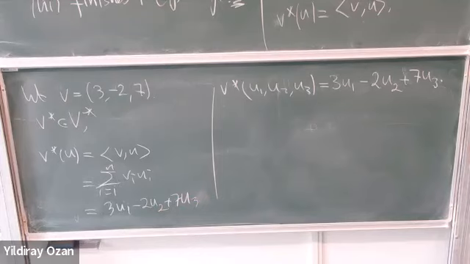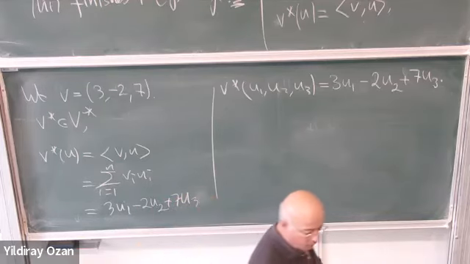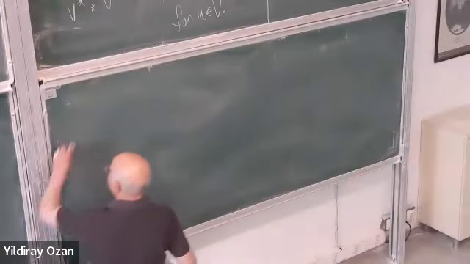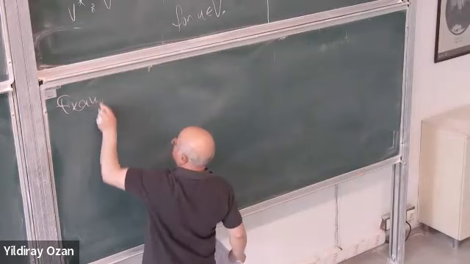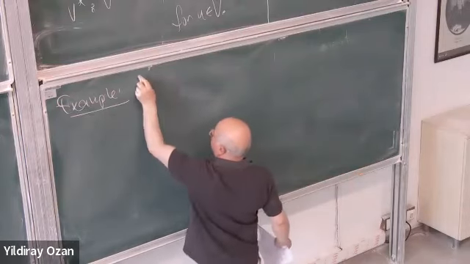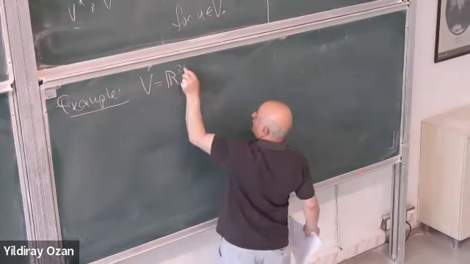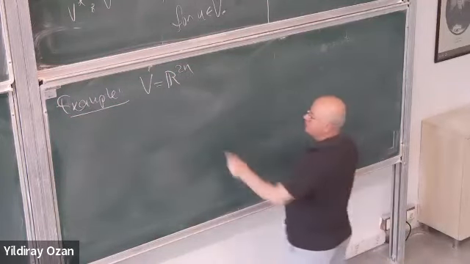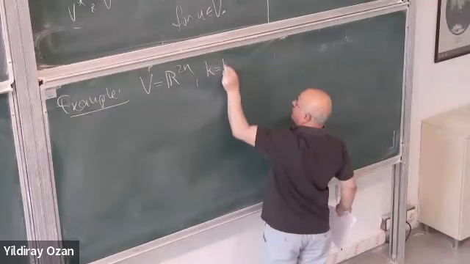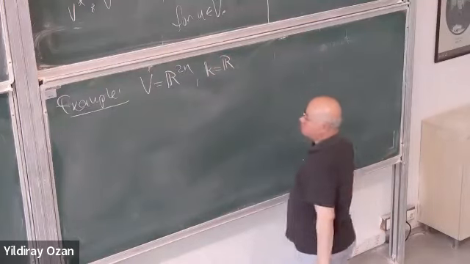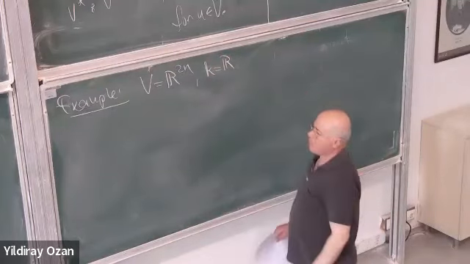Bir tane de örnek yapalım. Mesela bu, of course, in this example, our inner product, our bilinear form is indeed an inner product. It's positive definite. But as I said, it doesn't have to be positive definite. Let's do one example of that kind. Another example. Let, for example, V to be R2n. Okay, so even dimensional vector space K is R, and I define an inner product like this.